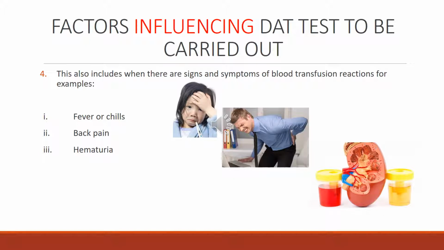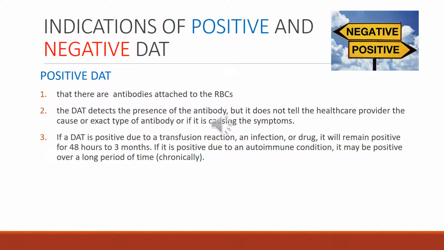This also includes when there are signs and symptoms of blood transfusion reactions, for example, fever or chills, back pain, or hematuria. If positive due to a transfusion reaction, an infection or drug, it will remain positive for 48 hours to 3 months. If it is positive due to an autoimmune condition, it may be positive over a long period of time, or known as chronically.